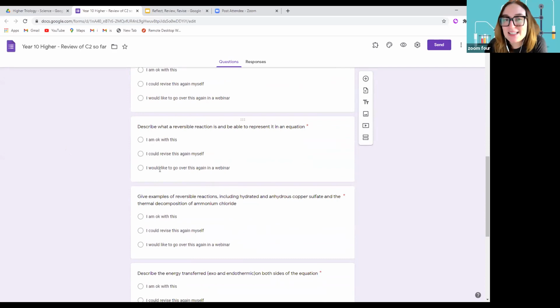You could revise this again yourself, so you might need to go back over it yourself. You've kind of got the concept, but there are some gaps there. You're not totally confident. Or I would like to go over this again in a webinar. And your teachers will be able to use that data, that information.